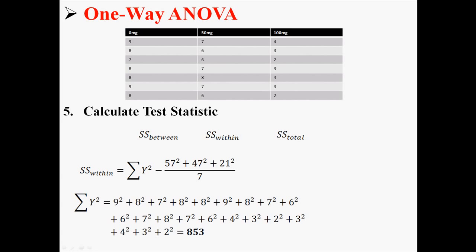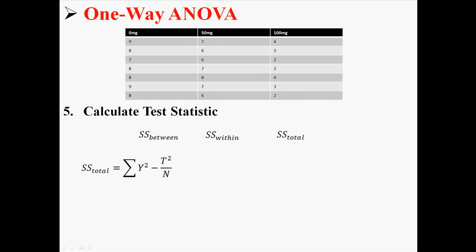What that means is you have to square every individual value and then add them all together. So our sum of y squared is 853. That's the first part of this equation. So now solving for sum of squares within, we get 10.29.